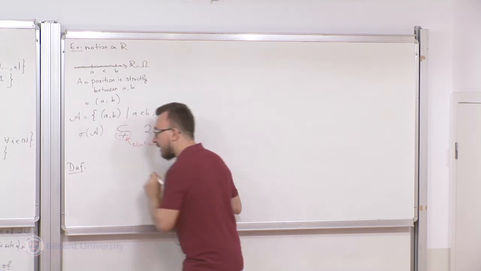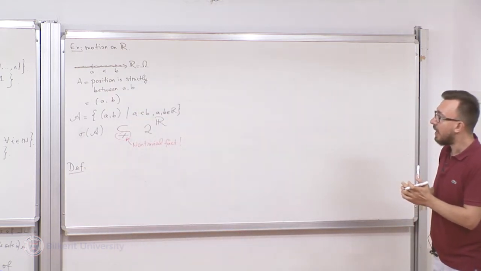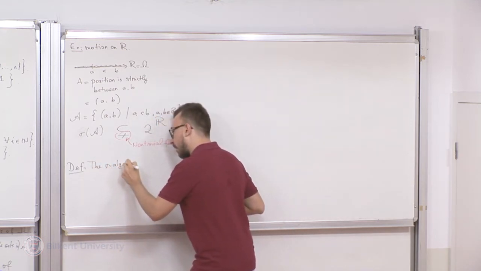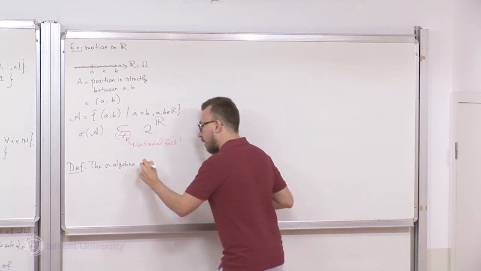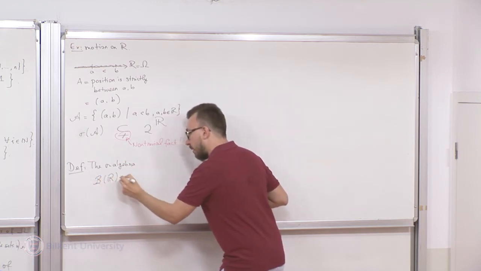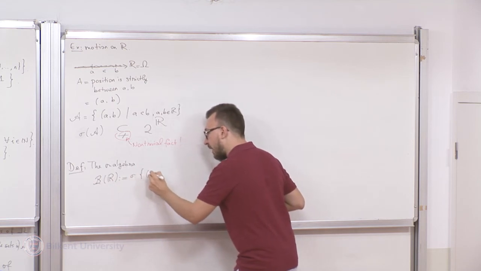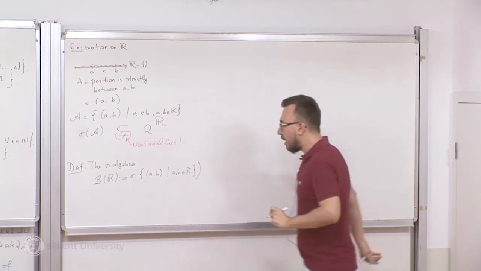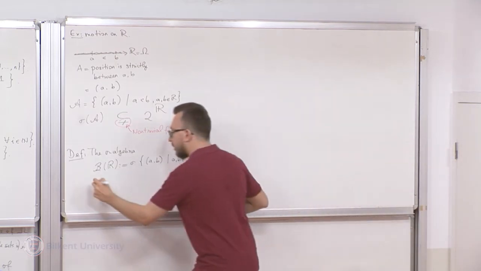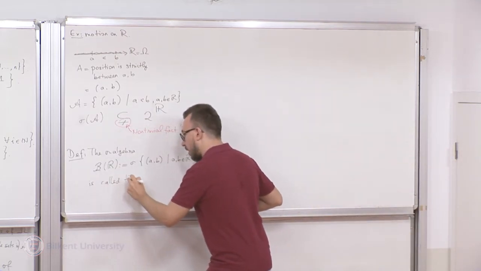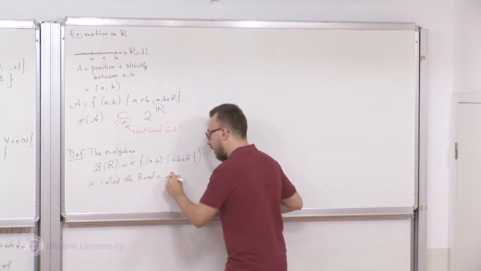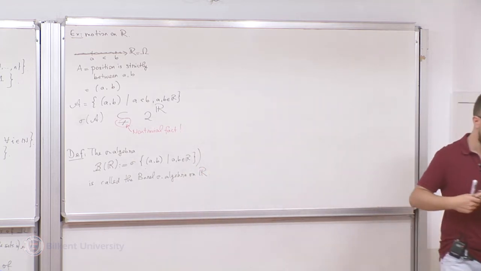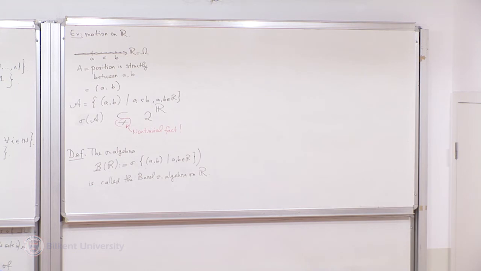So I'm going to state it as a definition rather than a little part of the example. The sigma algebra B(R), defined as sigma of the open intervals, is called the Borel sigma algebra on R. That is the convenient sigma algebra on the real line.